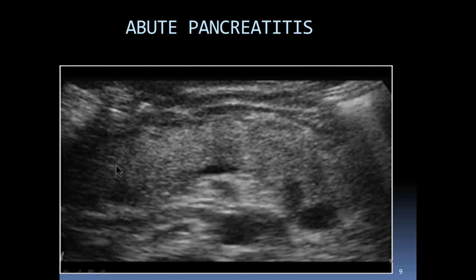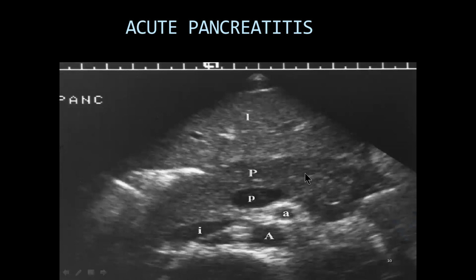So this is a case of acute pancreatitis, and you can see this is the longitudinal section of the pancreas, and you can see there is coarse echotexture. It is hypoechoic as compared to other local structures surrounding it. There is increased AP dimension of the pancreatic body. So edema is there.